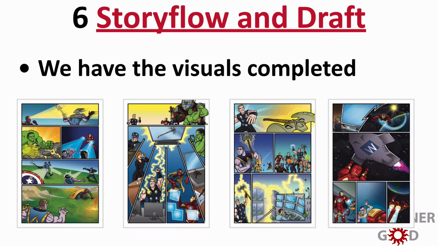All right, so 6, story flow and draft. So we have the visuals completed, right? As I told you before, first of all, you have to have a draft version, maybe just blocks put together where the title will be, what type of outline it is, right? As we had before, we had just this drawn, right?